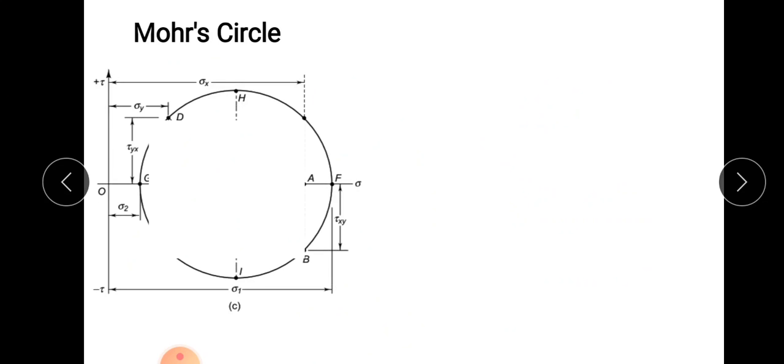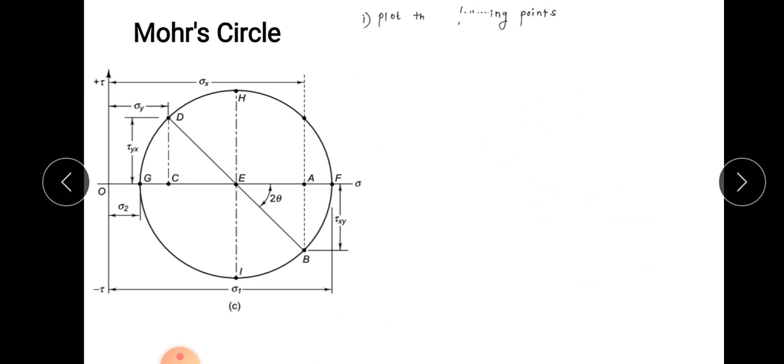Okay, so this was all about the sign convention. Now once you have understood the sign convention, let us construct the Mohr circle. So basically, first of all, OA bar represents sigma x, that is the normal stress in the x direction. OC bar represents sigma y, that is the normal stress in the y direction. Then AB bar represents tau xy, the shear stress.